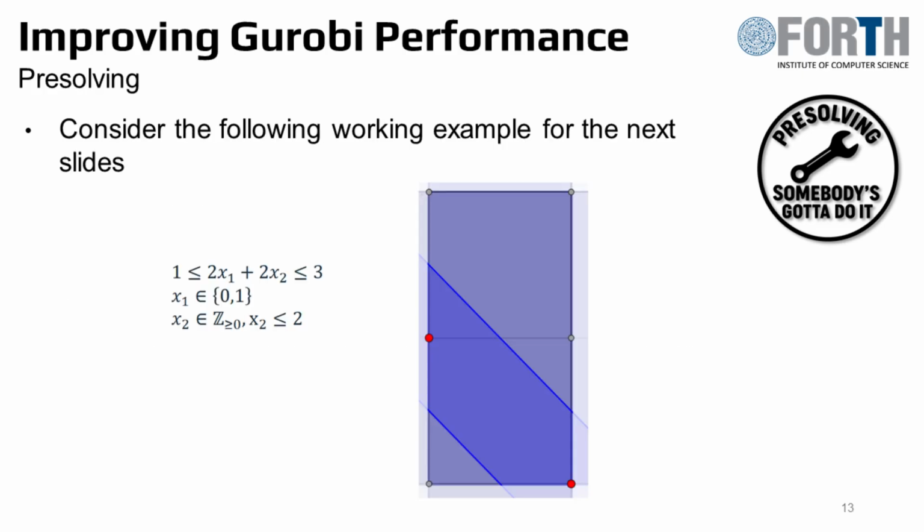To illustrate the pre-solve ideas concretely, we now consider a small example. We impose the constraint 1 ≤ 2x1 + 2x2 ≤ 3. Variable x1 is binary and x2 is a non-negative integer with an upper bound of 2. Although the example is small, it contains enough structure to demonstrate bound tightening, coefficient tightening, and even variable elimination. In the next slides, we will analyze this model step by step using pre-solve reasoning, not geometric intuition, but algebraic argument.